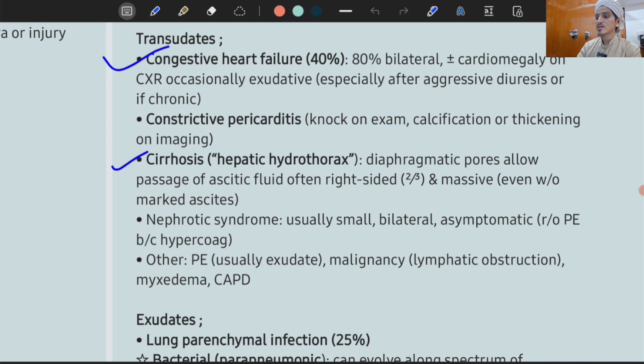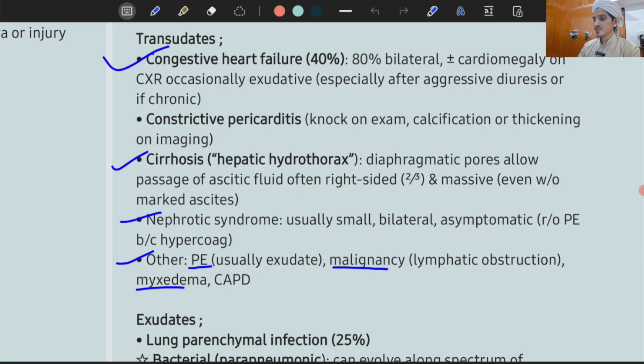Other causes include nephrotic syndrome, usually small, bilateral, asymptomatic. Rule out pulmonary embolism because there is hypercoagulability in patients with nephrotic syndrome. Okay. Other causes of transudates include pulmonary embolism. Usually it is exudative in pulmonary embolism, but it can be transudative also. Malignancy due to lymphatic obstruction. Hypothyroidism.